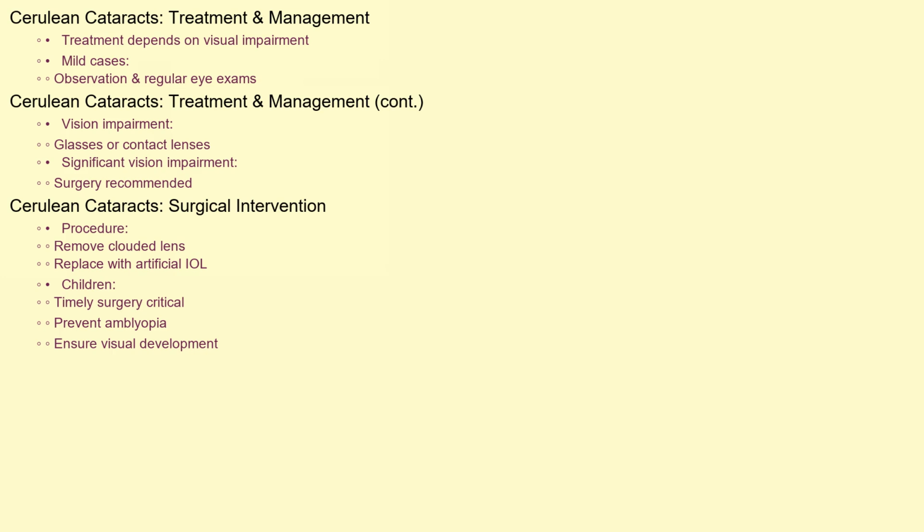In cases where the cataracts are significantly affecting vision, surgery is often recommended. The surgical procedure involves removing the clouded lens and replacing it with an artificial intraocular lens, or IOL. For children, timely surgical intervention is critical to prevent amblyopia and ensure proper visual development.